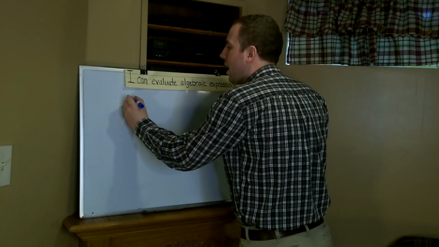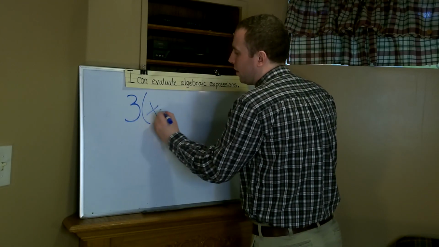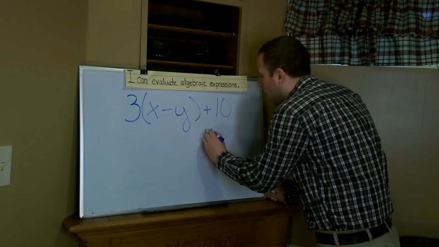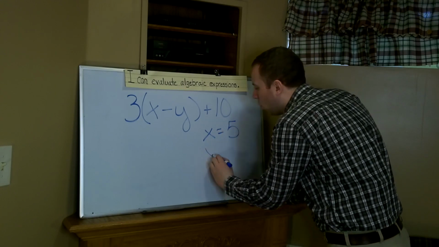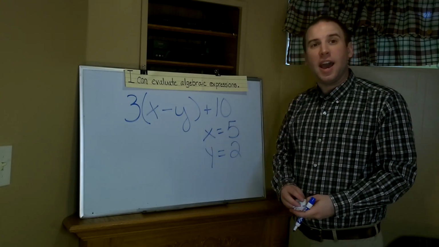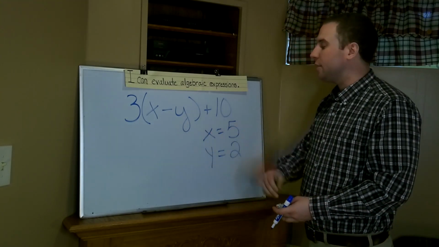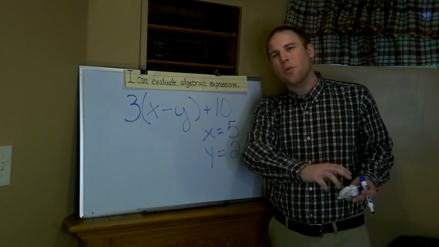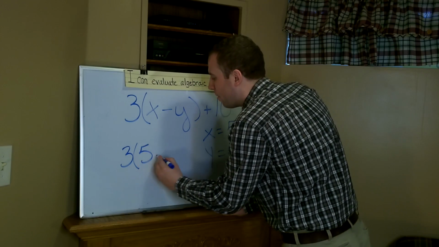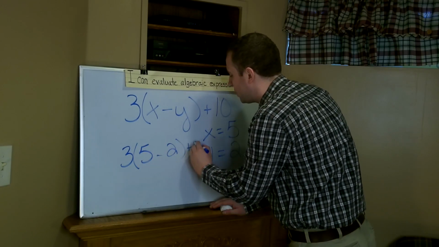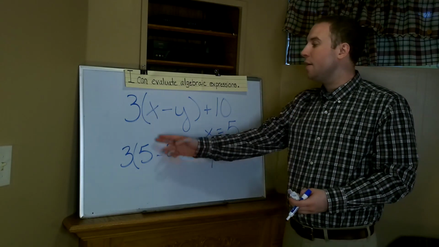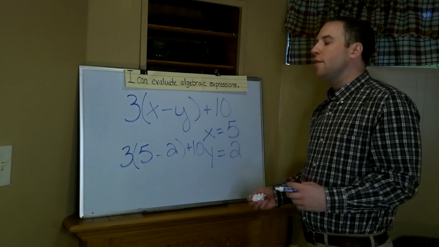Let's say I have 3 times (x minus y) plus 10, where x equals 5 and y equals 2. What am I going to plug in for x? 5, correct. What am I going to plug in for y? Correct. So, looking at our equation here, 3 times (5 minus y, which is 2) plus 10. All we did was take our variables and plug them in, and now let's solve using the order of operations.